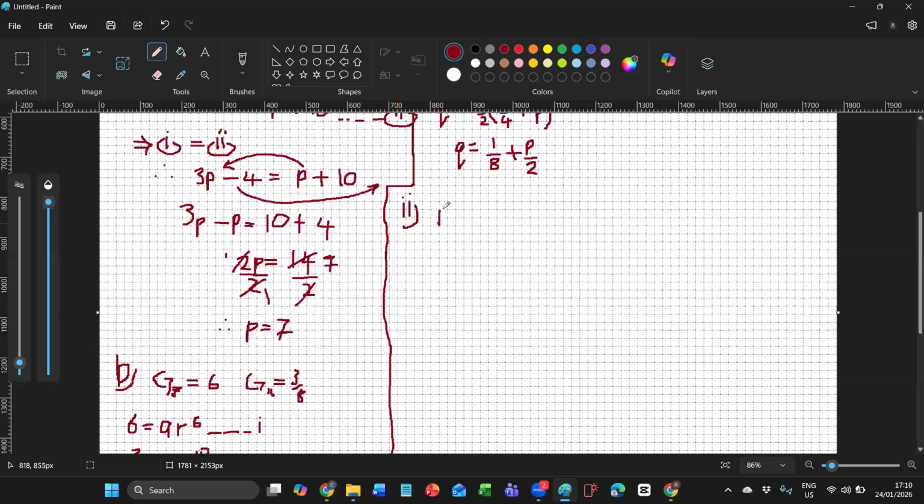P, comma, 1/4, comma, and Q. Okay, and it is a GP, a geometric progression or geometric sequence. All right. Just like AP that has common difference that is the same, GP has common ratio that is the same.